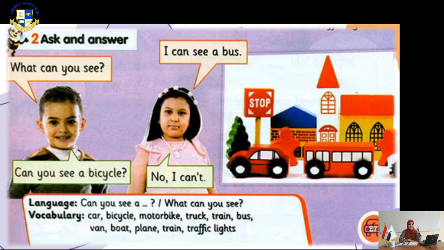He's asking, "Can you see a bicycle?" Look at the picture. Is there any bicycle? No, I can't see a bicycle. Okay, now can you tell me, what can you see? I can see a car. I can see a tree. I can see a house.